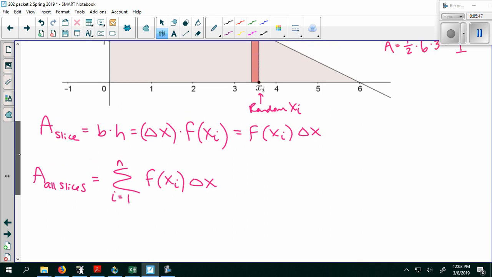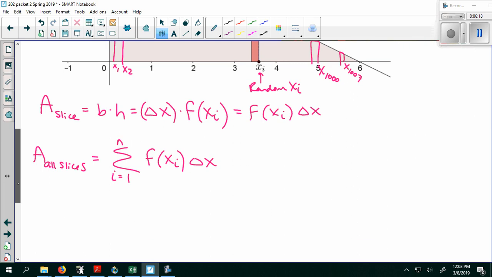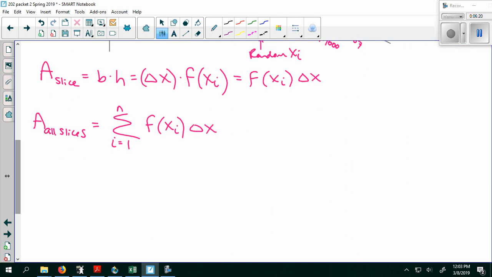So I'm going to build a bunch of rectangles along here where this is going to be the x1 rectangle, and then I'm going to have another one here at x2, and then this is xi, and I'm going to keep going as I head over. This might be x1000, and I'm going to keep going, x1007, right? So I'm going to have all these rectangles, n of them. I'm going to add them all up. i is going to go from 1 to n.